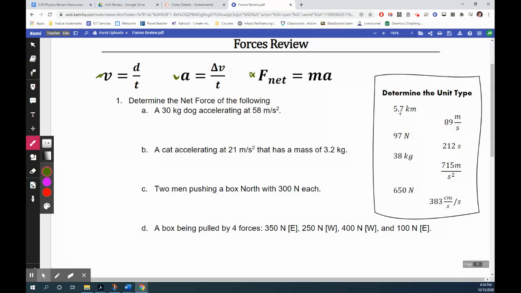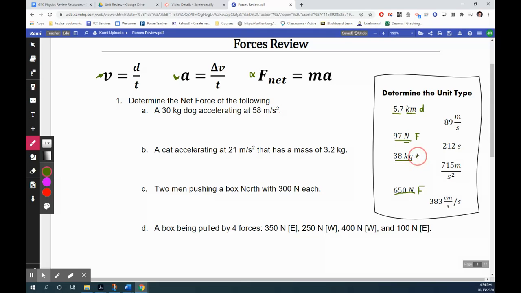If we see a 5.7, we don't know, but once we see kilometers, we know that we're talking about a D for distance, right? Kilometers is a distance. That's how far you travel. I went 5.7 kilometers. You're wondering, well, which direction? That's not a speed, it's a distance. 97N. N stands for newtons. This is a way that we measure force. So this is a capital F force. Another N is down here, 650 newtons. That's another force.